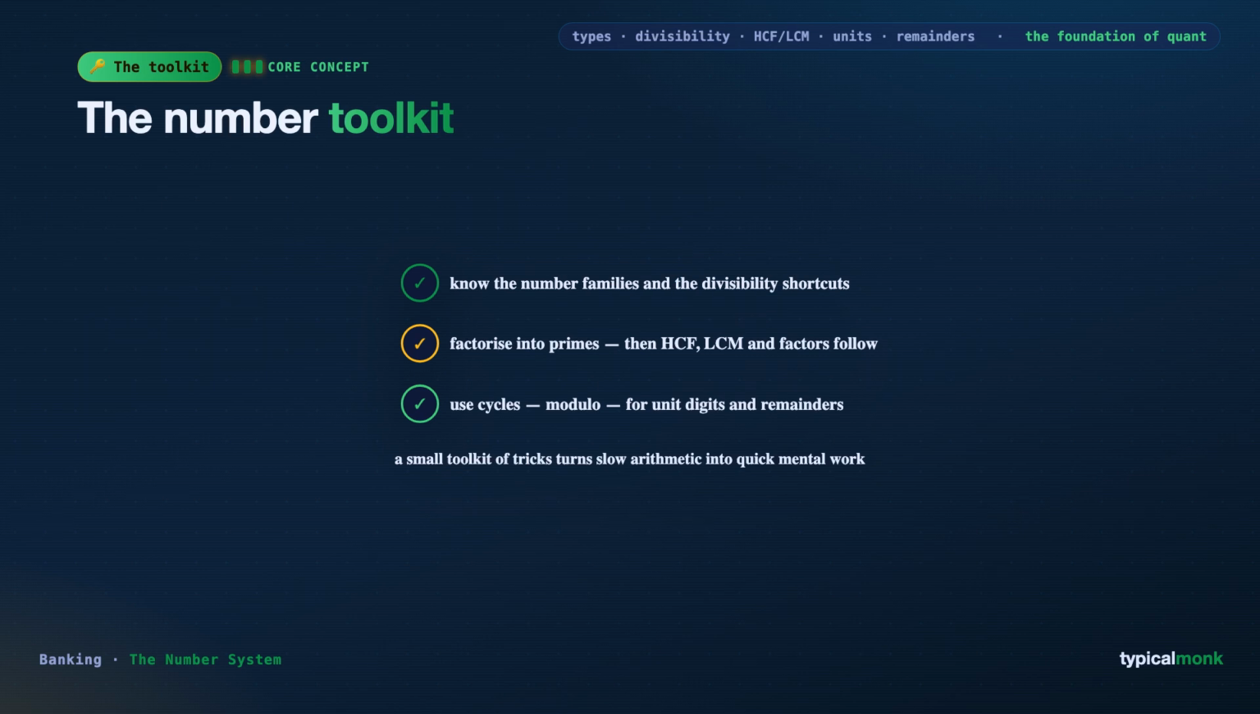And third, use cycles and modulo for the last digit and for remainders. Whenever a question hands you an enormous power or a gigantic division, do not compute it head on. Find the repeating cycle and take the exponent or the number modulo its length.